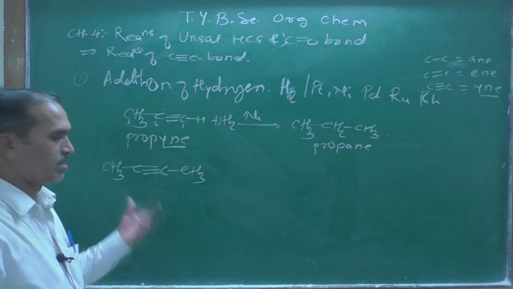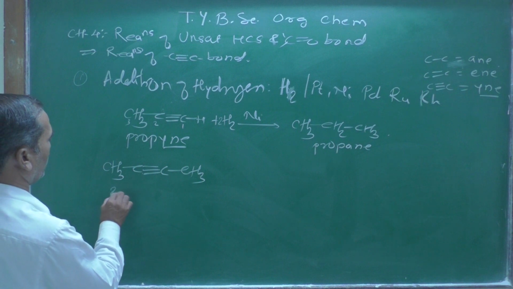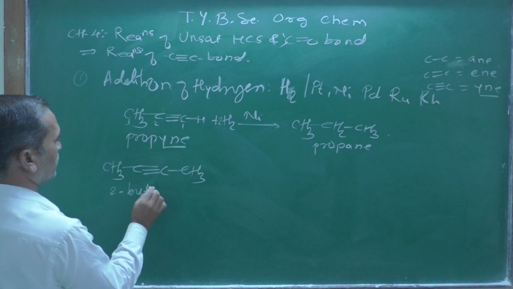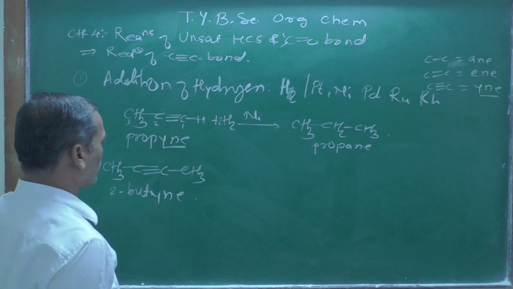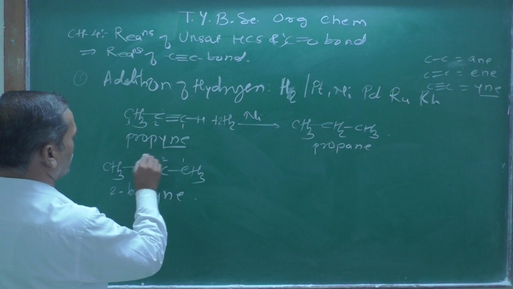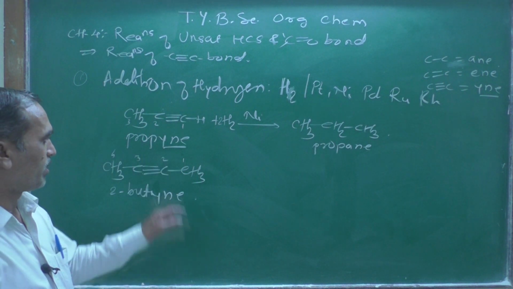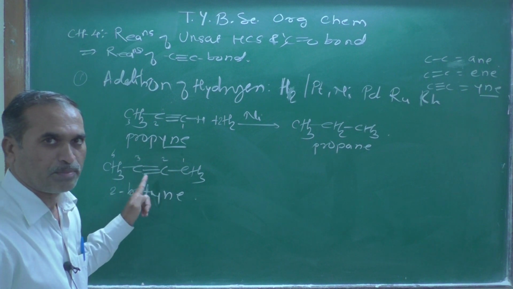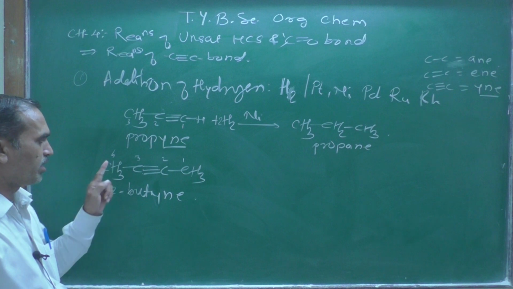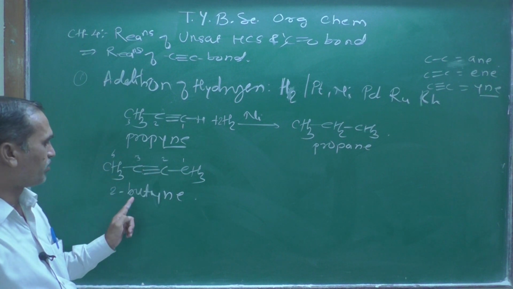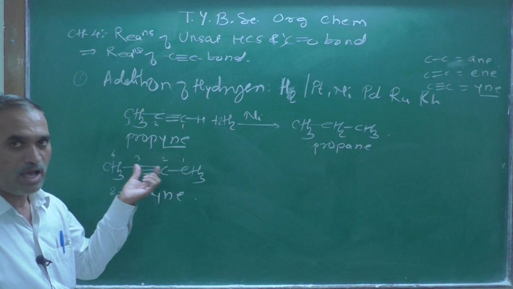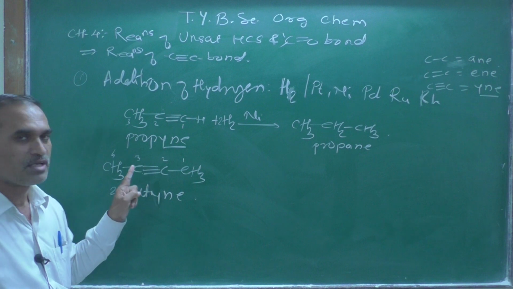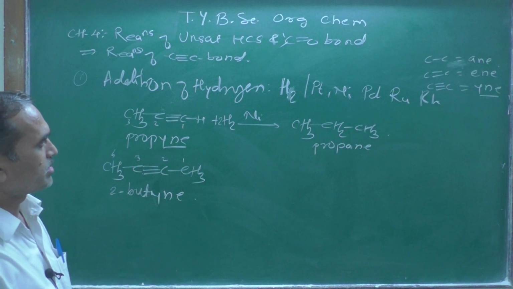One more example is there. The name of this compound is 2-butyne. But indicates 4 carbon atoms in the straight chain: 1, 2, 3 and 4. At the 2 position there is a carbon-carbon triple bond. Therefore, the 2 indicates the position of the carbon-carbon triple bond, but indicates 4 carbon atoms in the straight chain, and YNE indicates there is a carbon-carbon triple bond, and that's why it is named so.